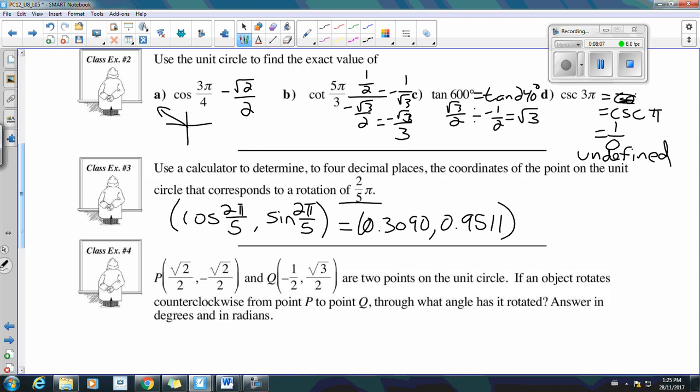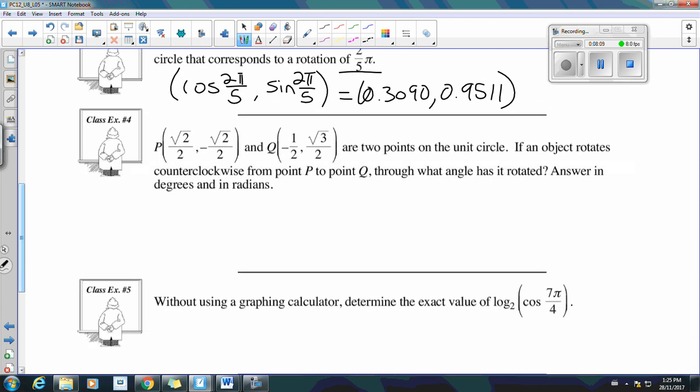Example 4. We have point P is root 2 over 2, negative root 2 over 2, and Q is negative 1/2, root 3 over 2, are 2 points on the unit circle. If an object rotates counterclockwise from P to Q, through what angle has it rotated? Answer in degrees and in radians.